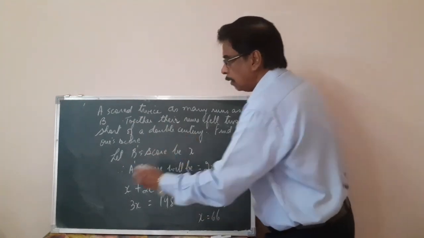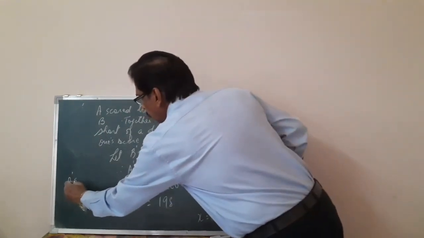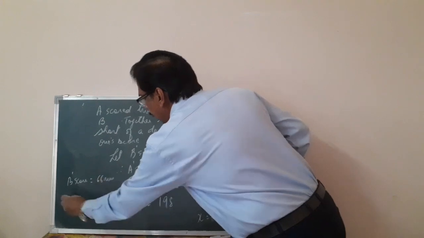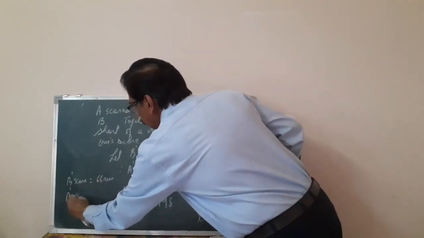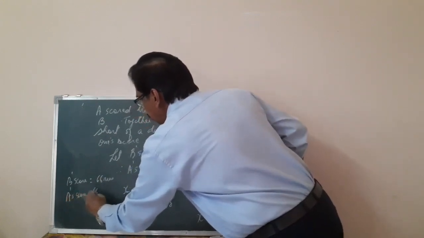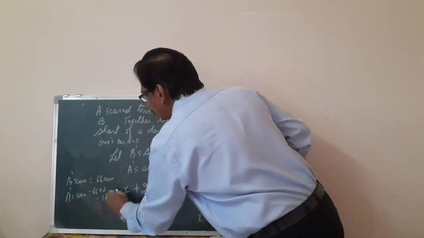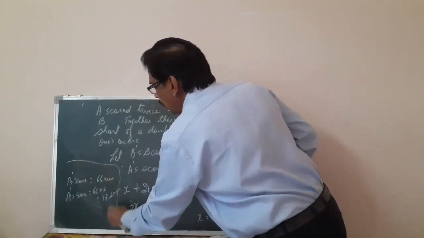So we can write here, B's score is 66 runs, and A's score is 66 into 2, that is equal to 132 runs. So here we have got this.